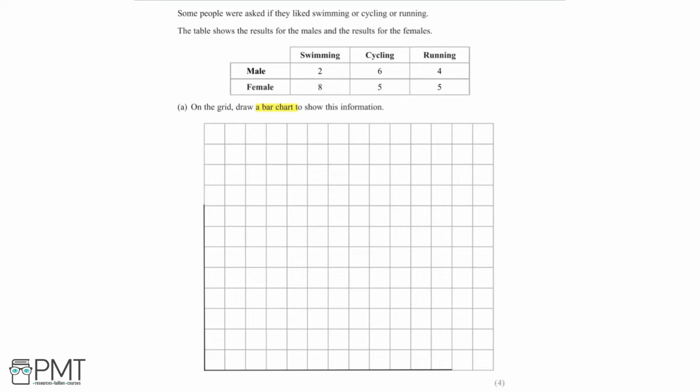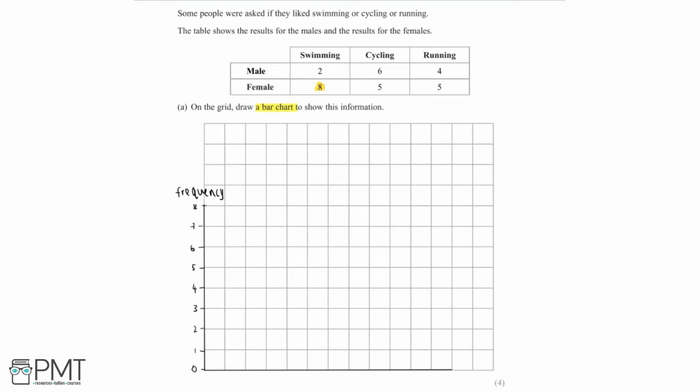The vertical axis will represent our frequency, and so we can fill in the scale. We can see that the maximum frequency in our table is 8, and so our vertical axis needs to go up to a minimum of 8. Now given the size of our grid, we can go up in intervals of 1, and so we can have 0 all the way through to 8 on our vertical axis.